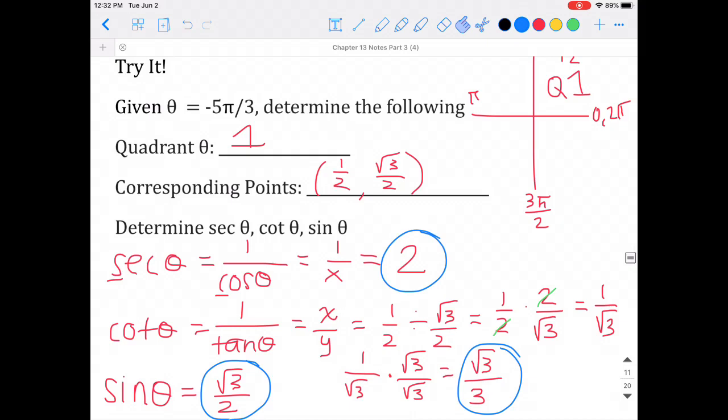So it's extremely important first that you draw out your unit circle, figure out which quadrant your angle lands in, then from there determine your reference angle, corresponding points, and then you can use your reciprocal functions or just your regular trigonometric functions to figure out the exact values.